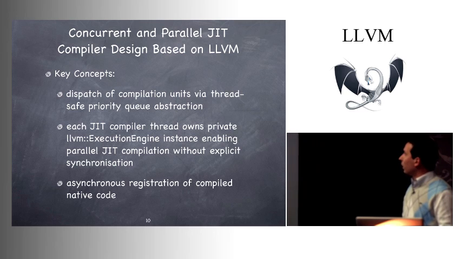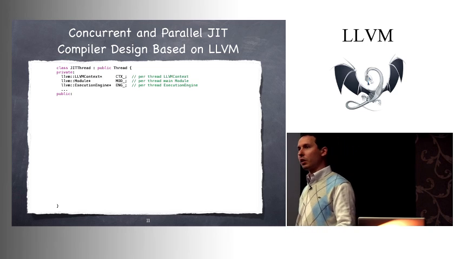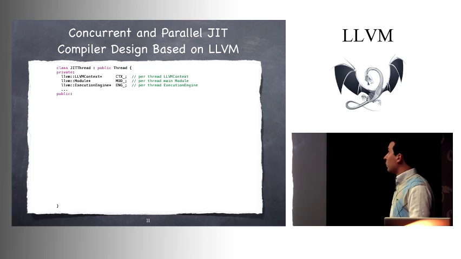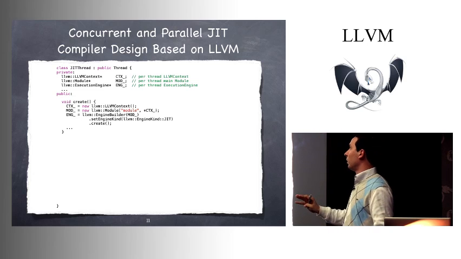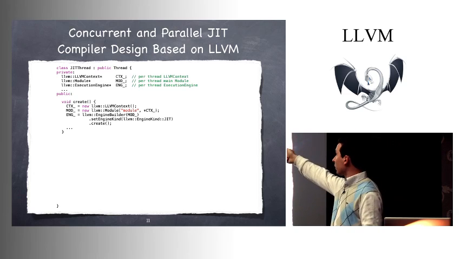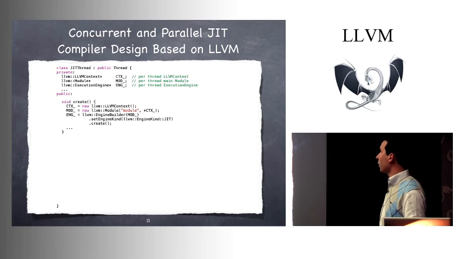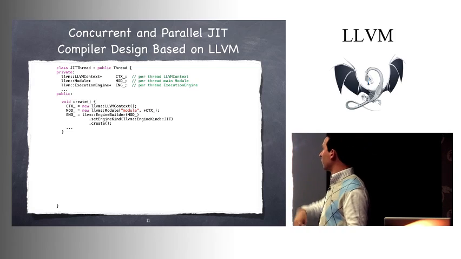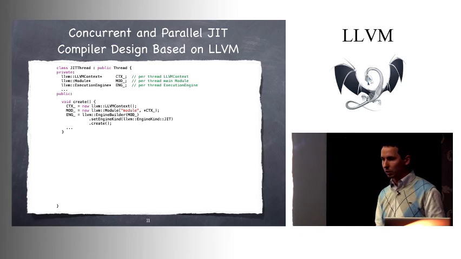Okay, so let's say that after this conference you'd like to go home and quickly check out how to build a multi-threaded JIT. You would implement your JIT thread class, some sort of thread-based class. These are the main components that you need. Per each JIT compilation thread, you need your LLVM context, and each engine needs some type of main module, which is also thread private for each thread, and then of course you need your execution engine.